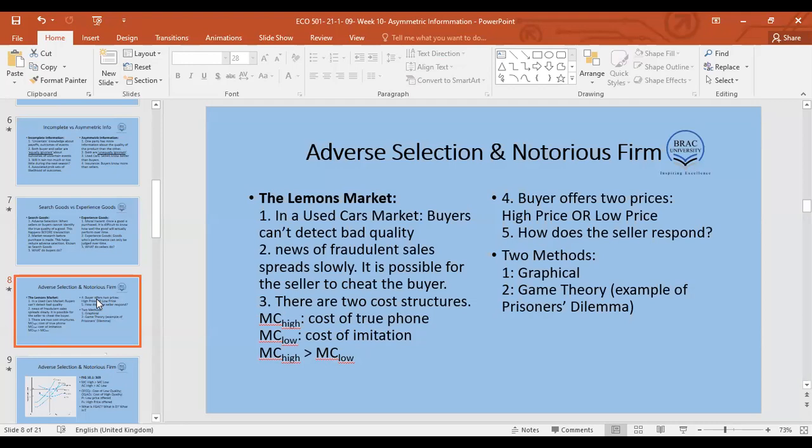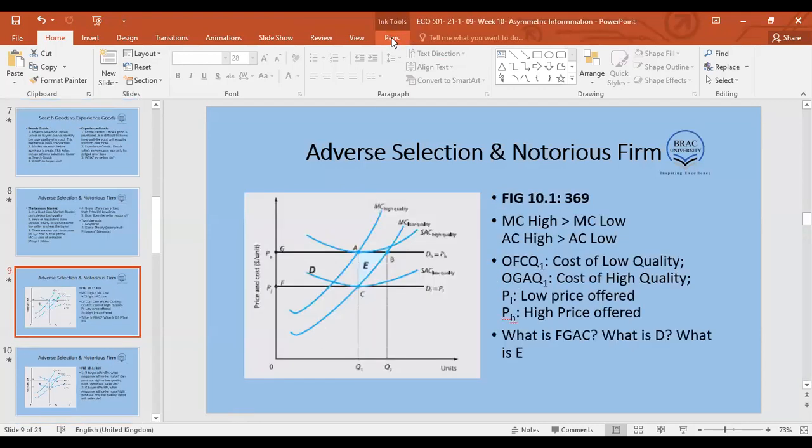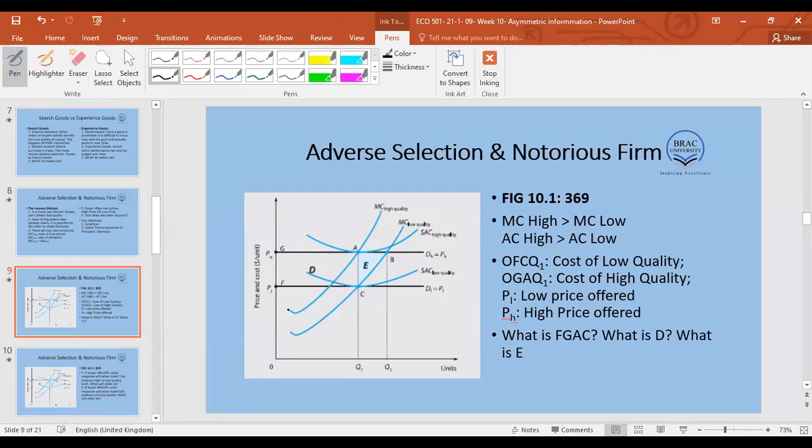The equilibrium is just common sense. Now what we are going to do, we'll just look at the graph. This is the high quality cost curve, because we have all agreed that the high quality is more costly, so the supply curve will definitely be above the supply curve of the low quality product, right?